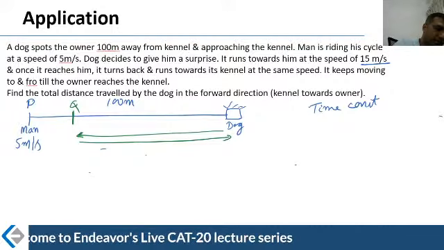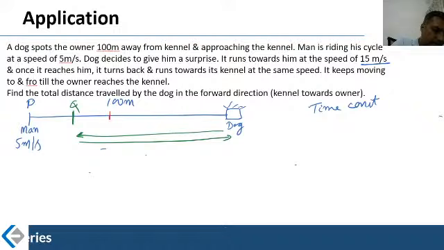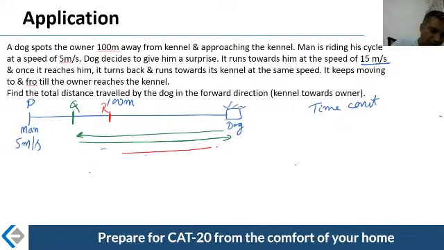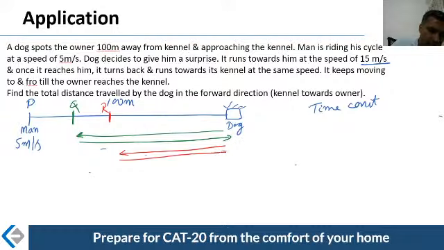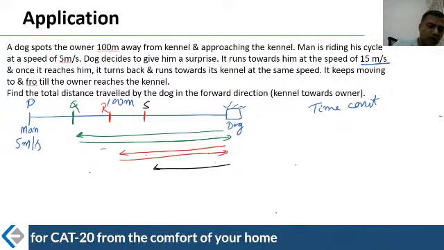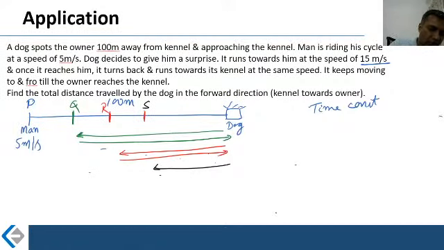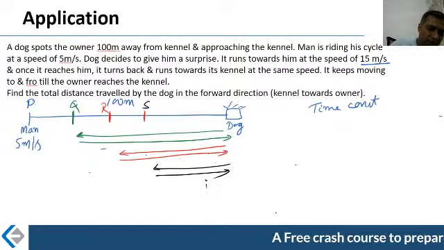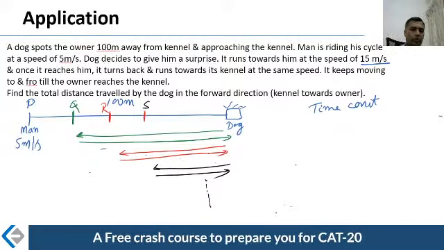That's the first leg. Second time, by the time it turned back and came, the person was at R, let us say. So the dog came till here, and it went back. That's the second leg of the journey. Next time, let's assume the man was at S. The dog came till S, and by the time it turned back and came, the man was at S. So now the dog went back. This journey goes on and on. That's the point we are trying to make.